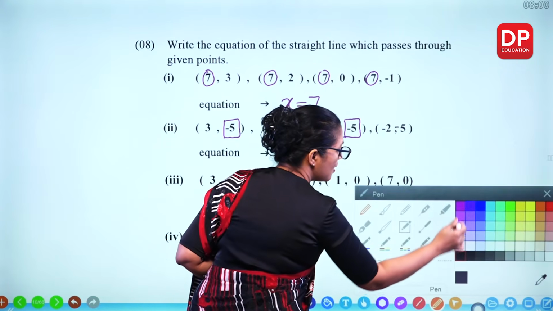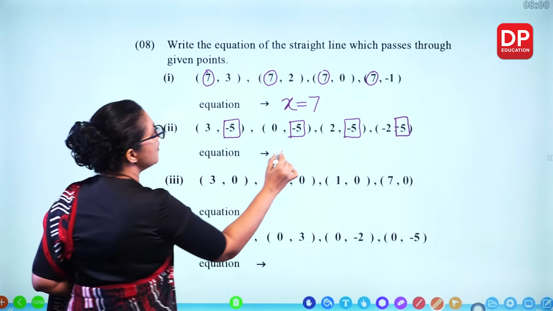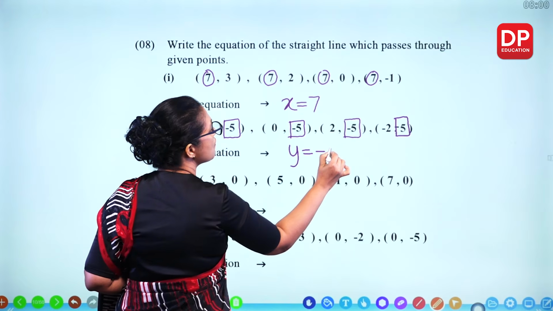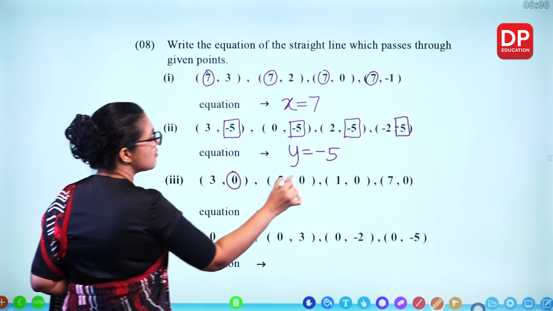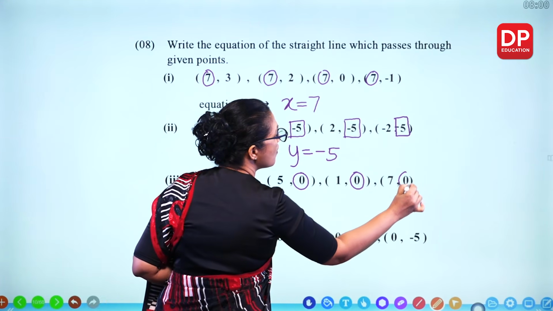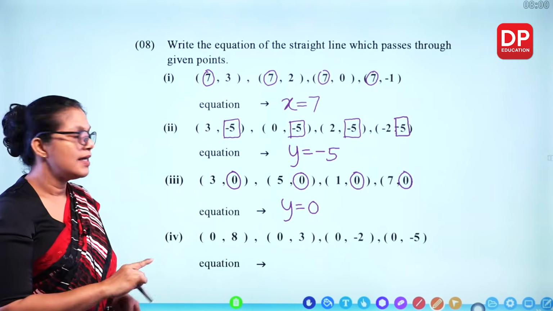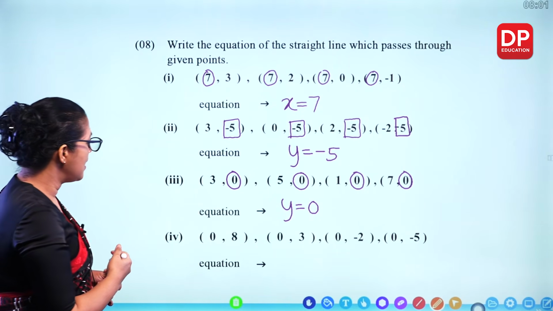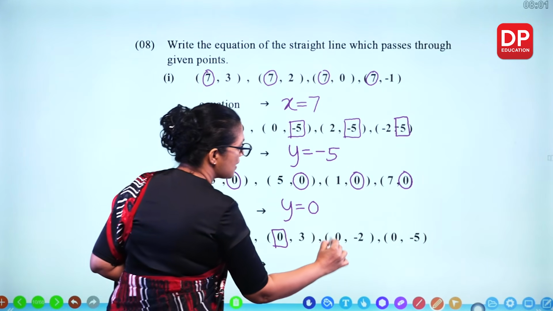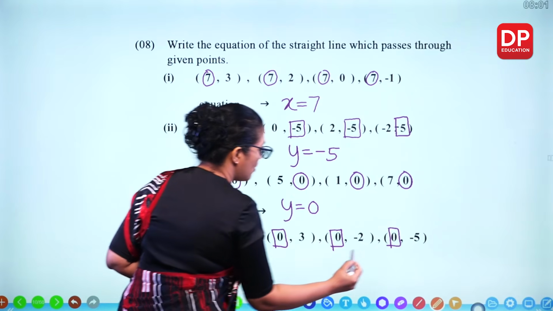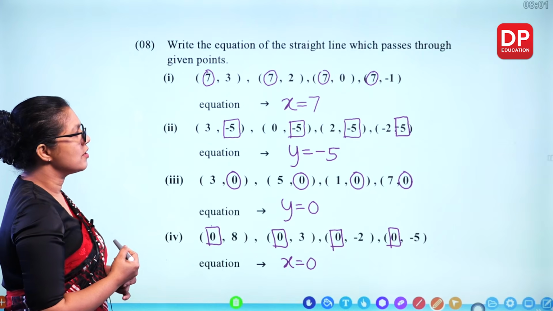Okay, so here, y is always minus 5. We can write y equals minus 5 line. Observe the other one. Y is always 0. Y equals 0 means the x-axis. And here x is 0. X is always 0. So you can write x equals 0 is the equation of the line.